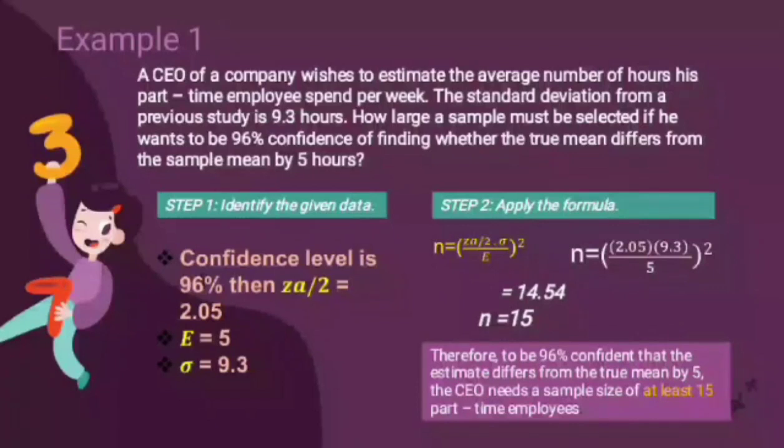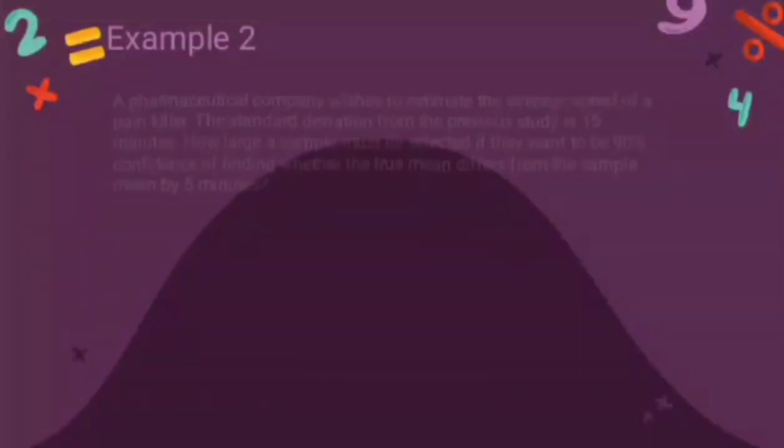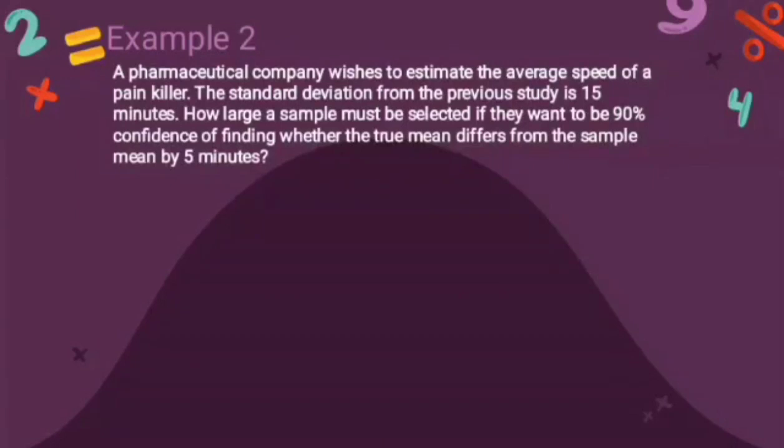Let's move on to our next example. A pharmaceutical company wishes to estimate the average speed of a painkiller. The standard deviation from the previous study is 15 minutes. How large a sample must be selected if they want to be 90% confident of finding whether the true mean differs from the sample mean by 5 minutes?